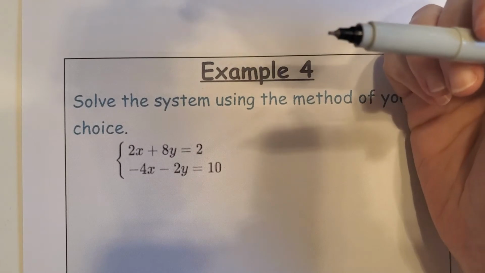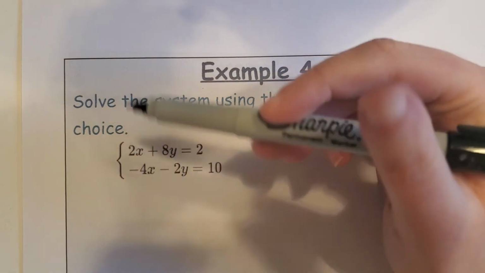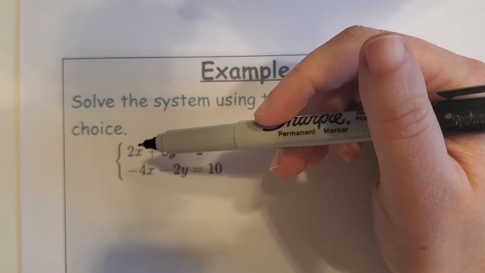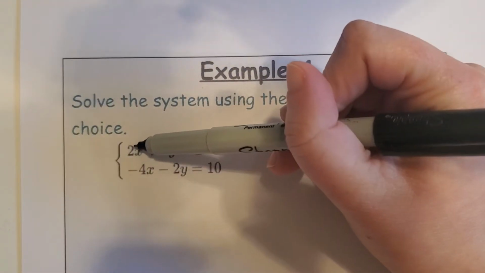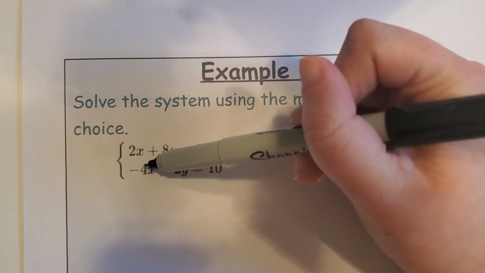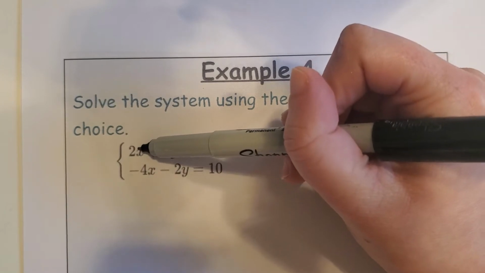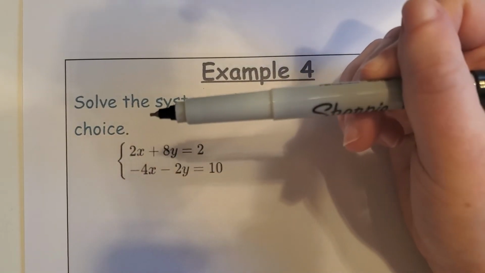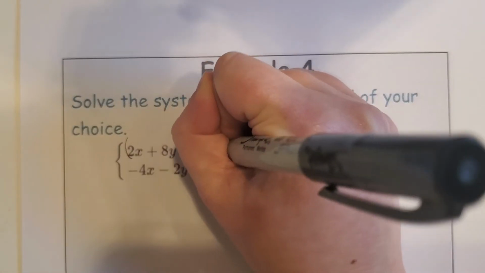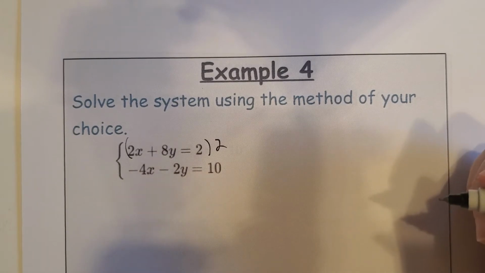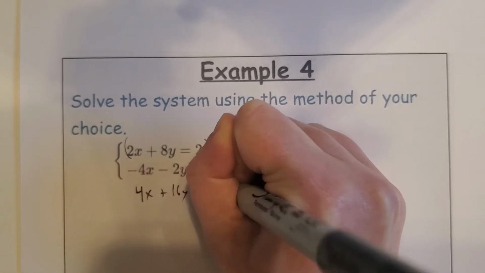It really doesn't matter what we pick to eliminate. Let's go with x again. And what we're thinking about when we're thinking about what coefficient we want is least common multiple. So the least common multiple of 2 and 4 is 4. This already has a -4, so we're going to leave it alone. We want this first equation then to be positive 4x, because again, opposite signs. So 2 times what is going to get us positive 4? 2. So when we multiply that first equation by 2, we get 4x plus 16y equals 4.